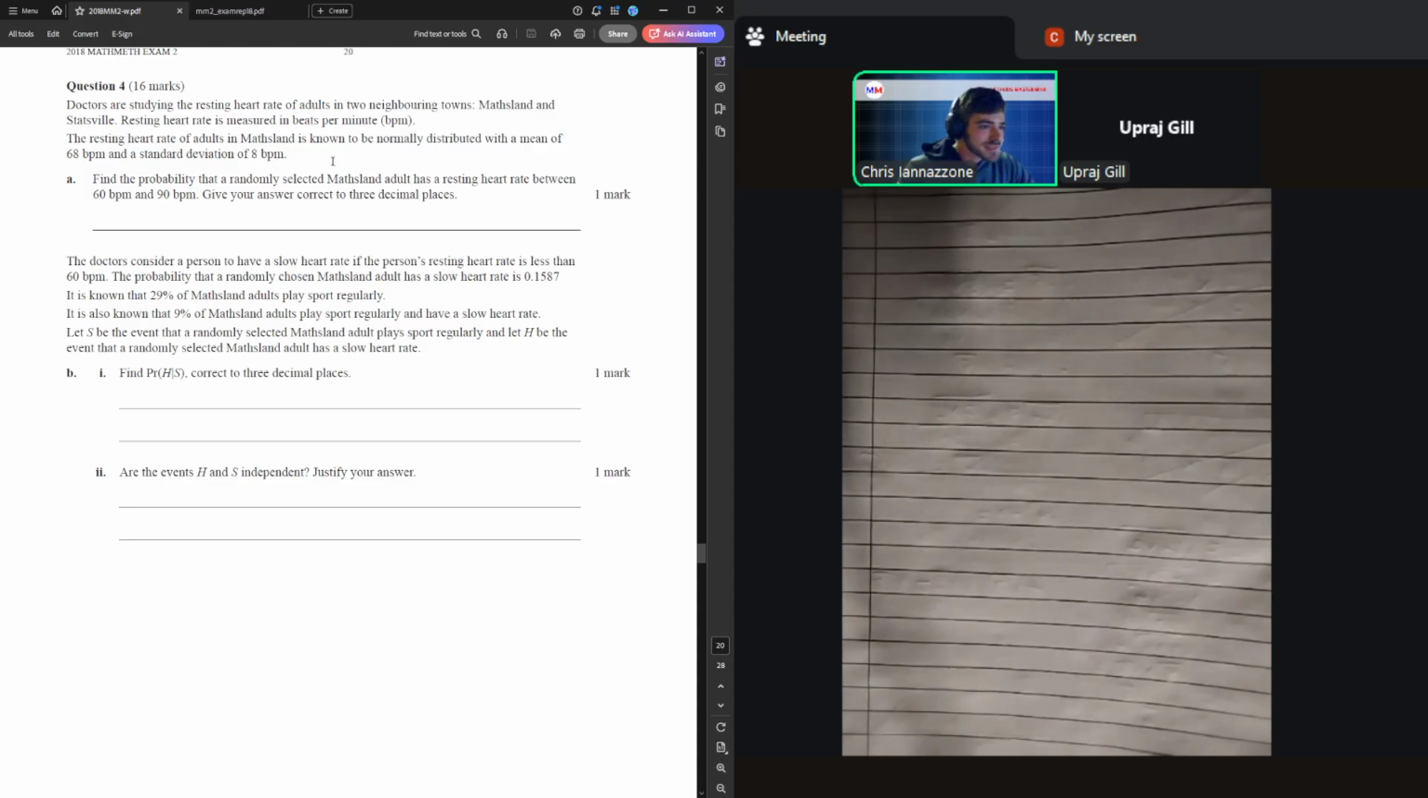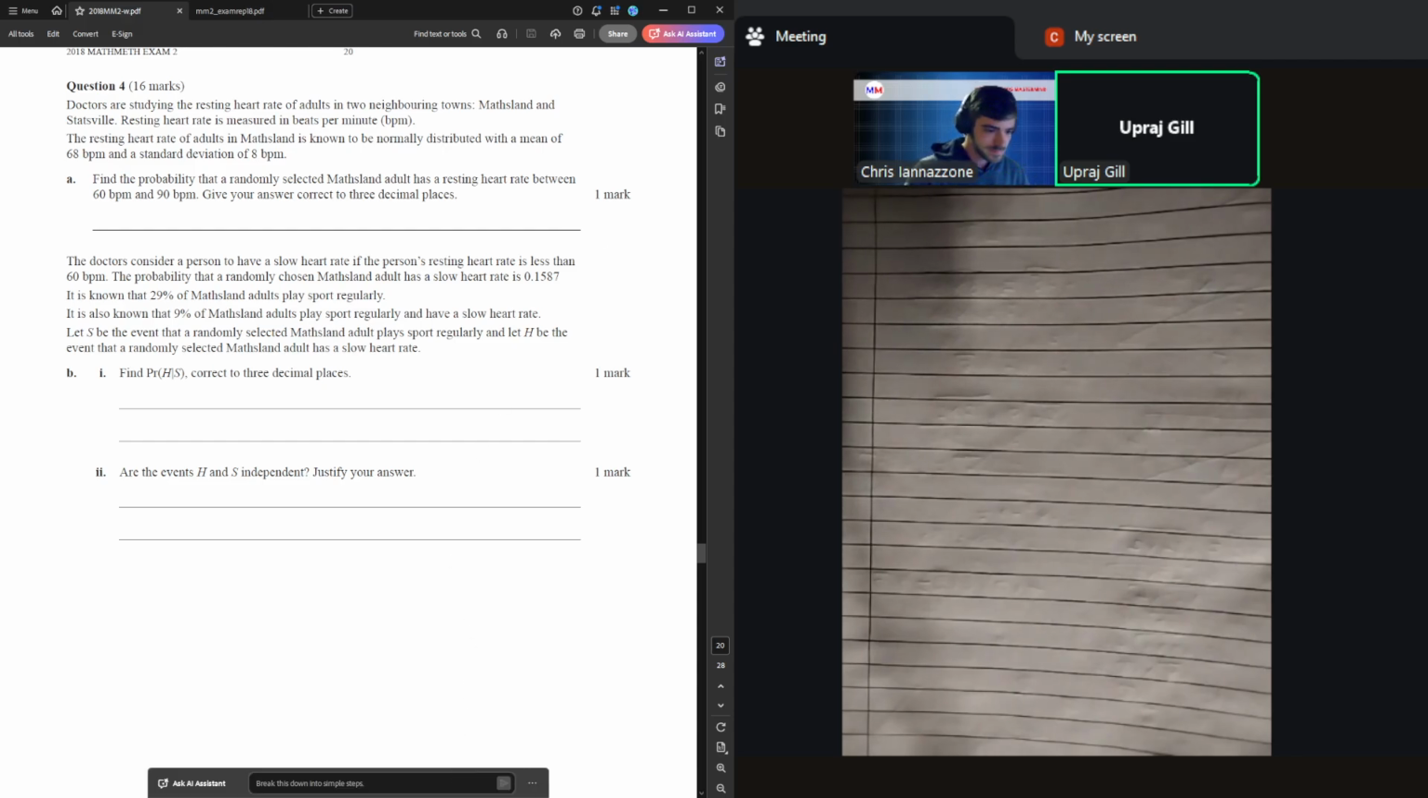But okay, so probability stuff. Adults in two name accounts. Matt Slender and Stats are very nice names. Resting heart rates measured in beats per minute.